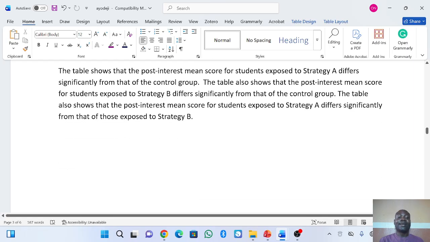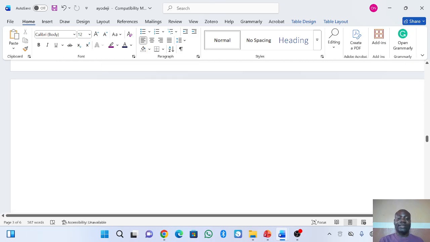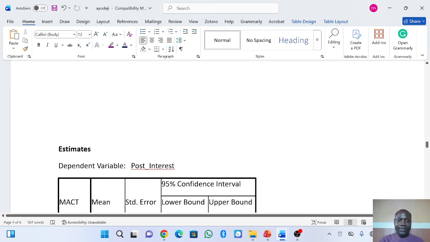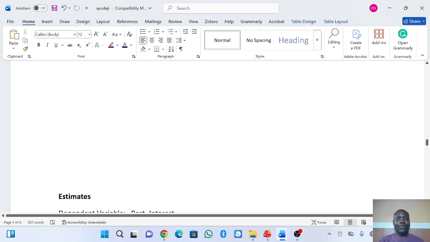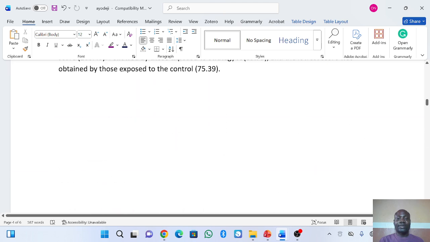You can see, as I wrote here, the table shows that the post-interest mean score of students exposed to strategy A differs significantly from that of the control group. The table also shows that the post-interest mean score of students exposed to strategy B differs significantly from that of the control. The table also shows that the post-interest mean score of students exposed to strategy A differs significantly from those of strategy B.